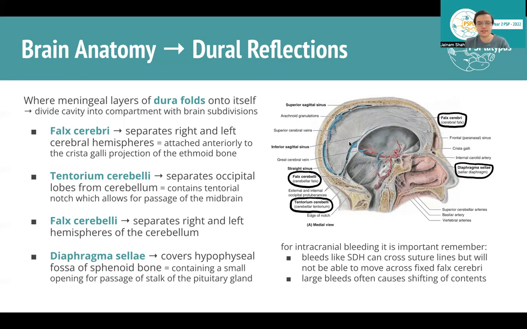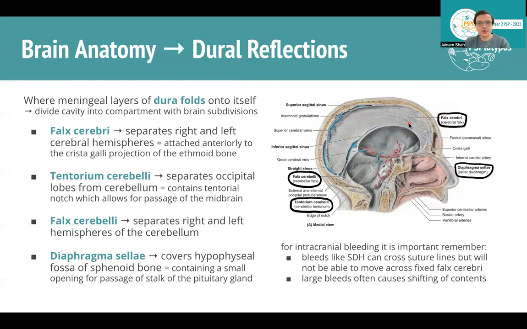One is that there are bleeds such as SDH, so subdural hematomas, that can cross things like the suture lines, unlike with an extradural or epidural hematoma. But none of these bleeds will ever be able to move across the falx cerebri. So you will see these bleeds being really diffuse along the edges of the cranium, but you will never see them cross to the other side of the brain because you've got this tough layer in the middle that separates out the two hemispheres.